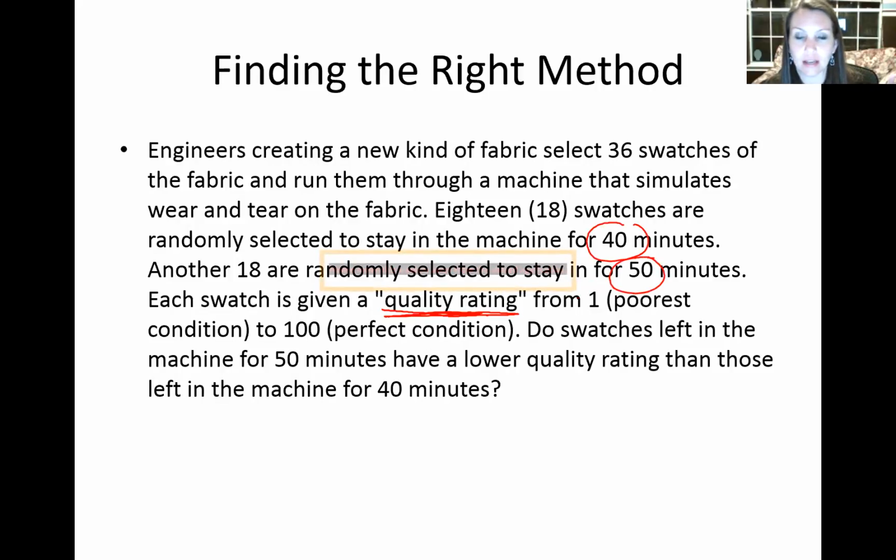Now we have to decide if the two groups are dependent, meaning there was matching or pairing, or if they were independent, so they were just selected separately from each other.